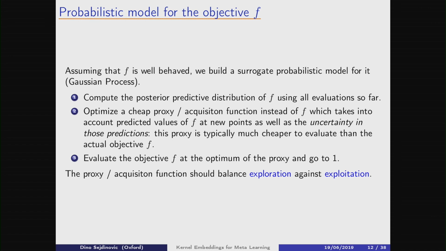So what we would typically do is form a cheap proxy function, which is also called an acquisition function, based on these predictive means and variances. This will take mean and variance into account in a way that balances exploration and exploitation. I'll say a bit more about what that means on the next slide. And then we'll just evaluate the objective at the optimum of the proxy. We will optimize the proxy instead of the objective, and we'll find the next point to query the actual objective. Okay, so I'll get a bit more concrete than that.